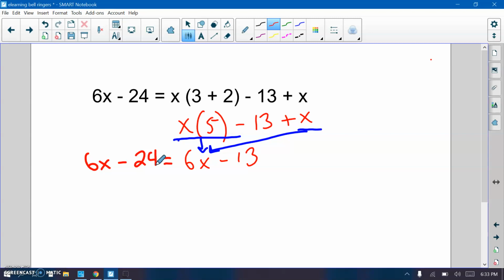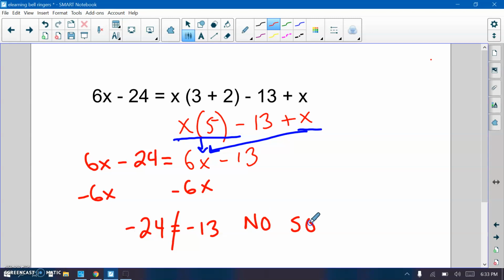So now I'm going to subtract the 6x from both sides. And now I am left with negative 24 is equal to negative 13. Now, negative 24 is not equal to negative 13. So here, our answer is actually no solution.